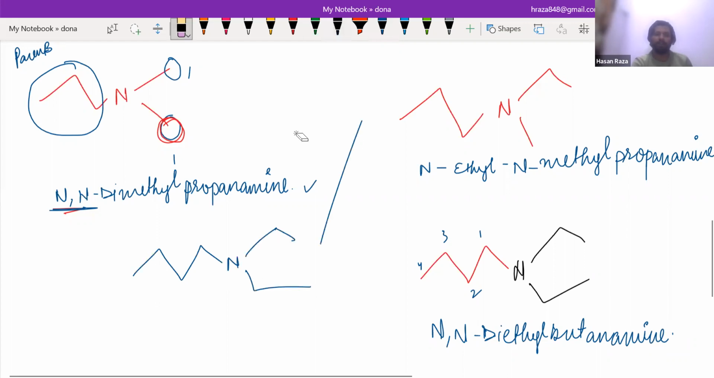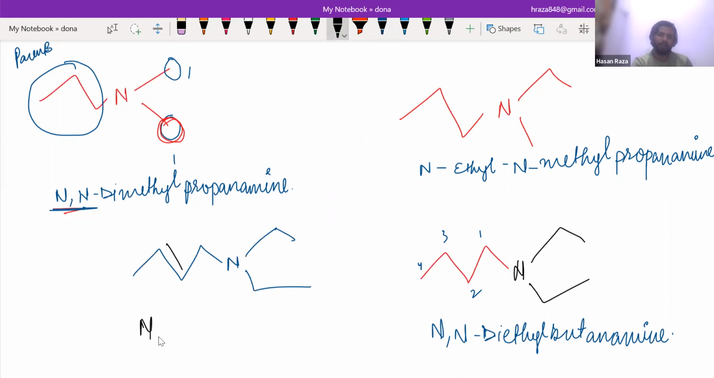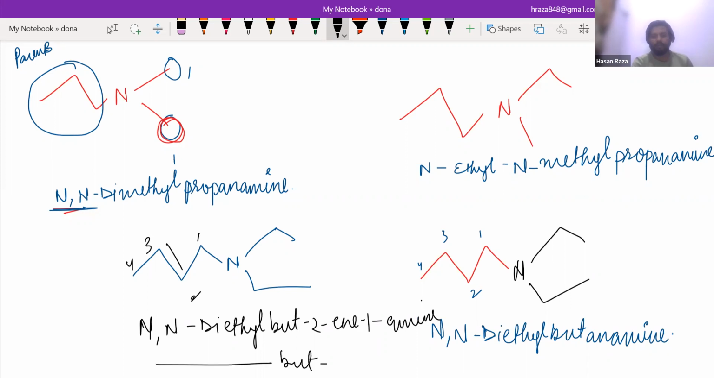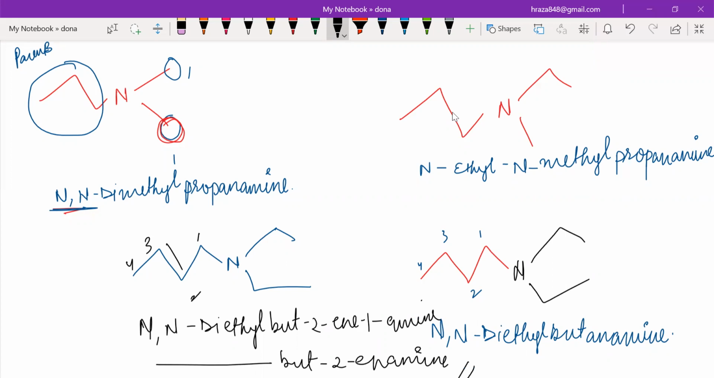This part will be the same. Let's say here is the double bond, with N comma N diethyl. Now you need to number 1, 2, 3, 4. So its name will be but-2-en-1-amine, or you can use but-2-en-amine. The rest of the part will be the same. Are you getting my point? Yes. Okay.